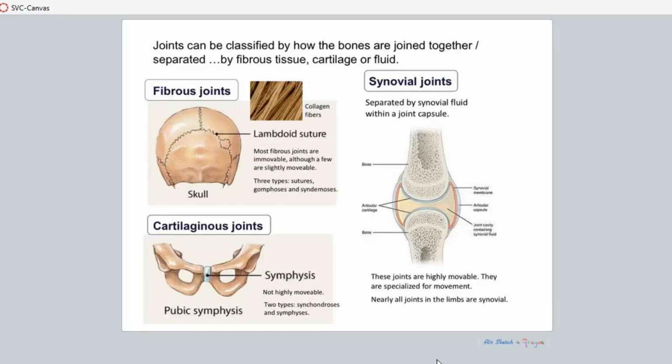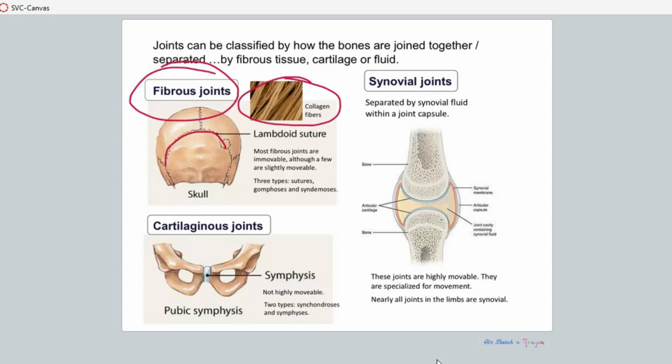So we can classify joints based on how the bones are joined together or separated, however you want to look at it here. And we have three possibilities. They can be joined together by fibrous tissue, by cartilage, or by fluid. And so the first type, these fibrous joints, are joined together by fibers, in particular by these tough collagen fibers here. And the sutures are an example of fibrous joints.